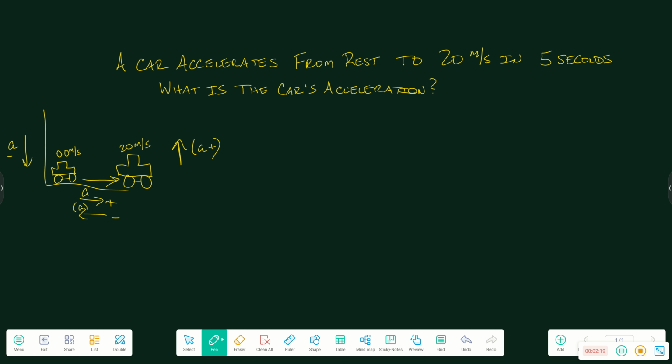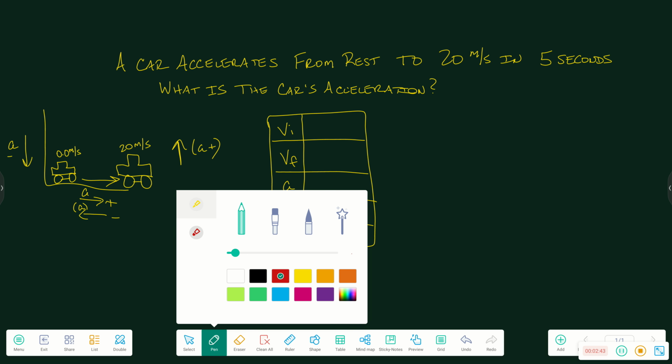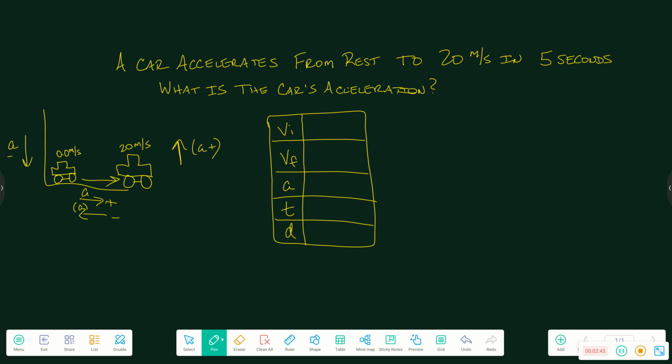Okay, now what you need to do is make your chart. Your chart will be your 5 variables: VI, VF, acceleration, time, and displacement. All right, so now let's go in and look at what we are given. What's your initial velocity? From rest. Okay, so that means it's going to be 0.0 meters per second. That's what you're starting from.